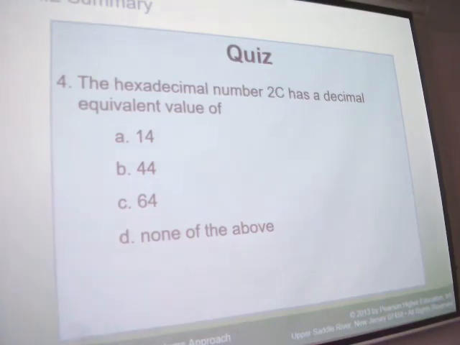the expression is 2 times 16 plus C. C is 12: 10, 11, 12. Yes, 12. So the result is 32 plus 12 equals 44. So the answer is 44.